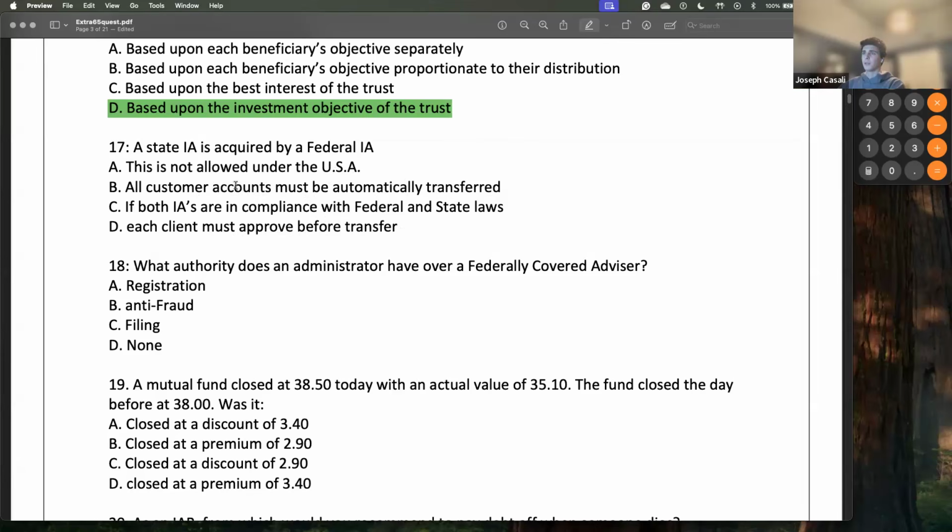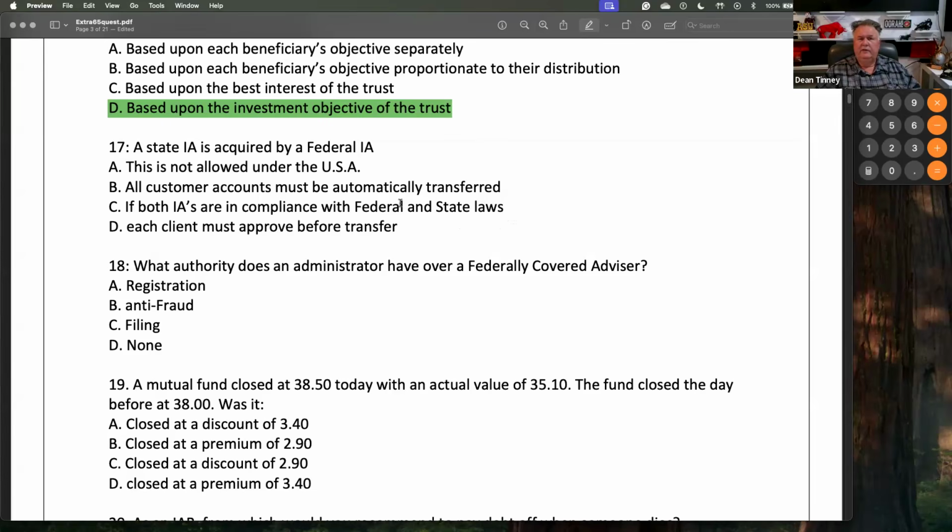B is saying all customer accounts must automatically be transferred. I believe they have to give consent. You're absolutely right. Another test-taking trick: you want to shy away from absolute terms like must, always or never as answers, unless it's about when can I rip you off, never, or when should I be acting in good faith, always. Other than that, we want to shy away from them. That's pretty harsh to say all customer accounts must. You're absolutely right.